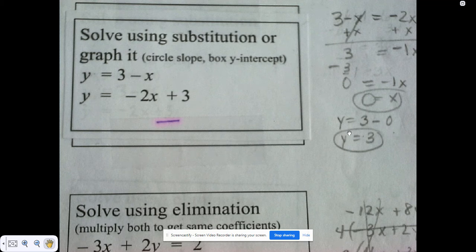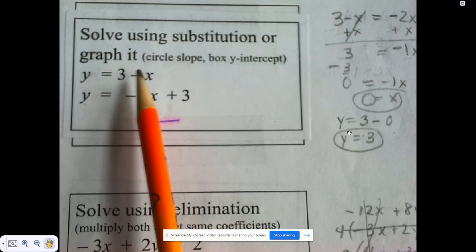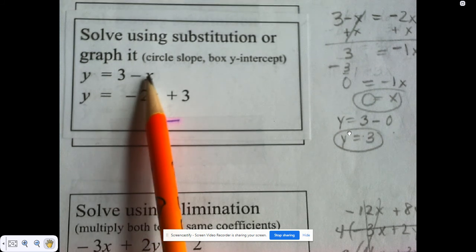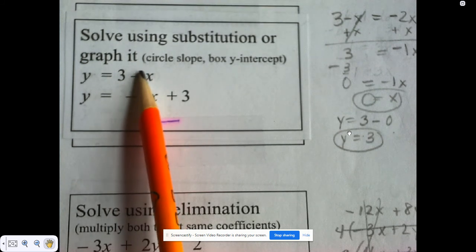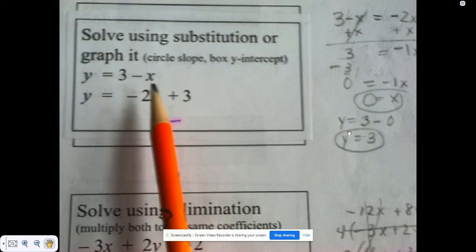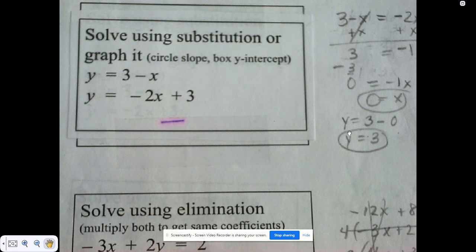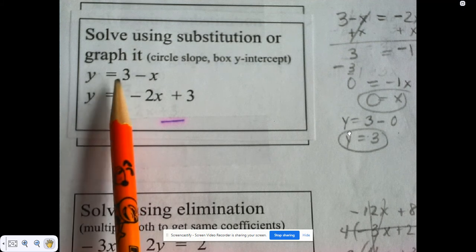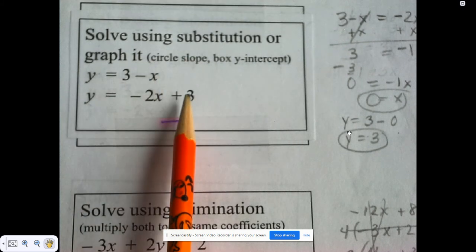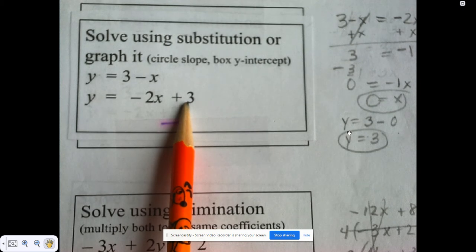So right over here, if I circle the slope, that would be -1. That would be right in front of the coefficient there. And then here we have -2. So they have different slopes. Right away, that tells me that it's probably not going to be infinite. It's probably not going to be no solution. And then here would be my y-intercept. It's going to start at (0, 3). And then here it is also going to start at (0, 3).